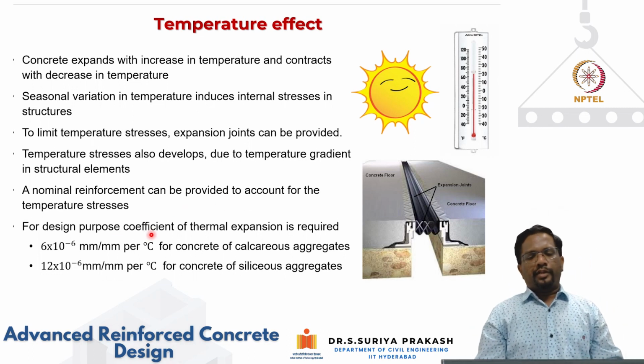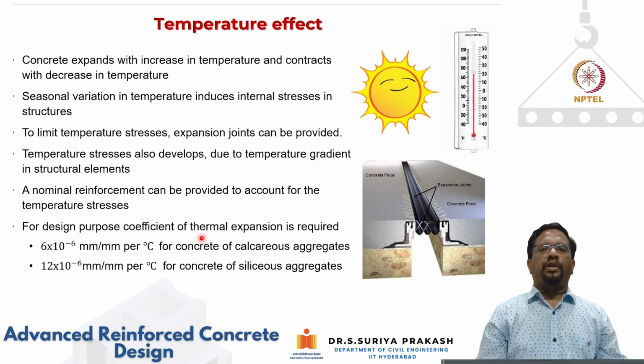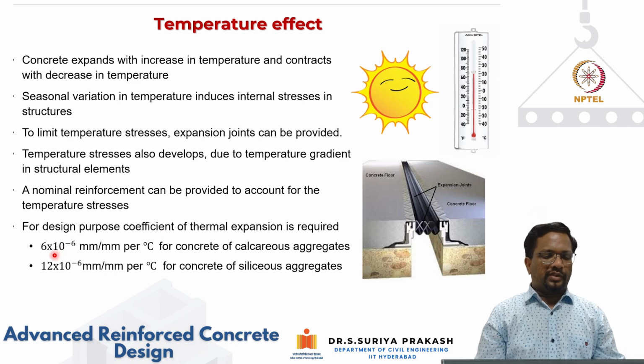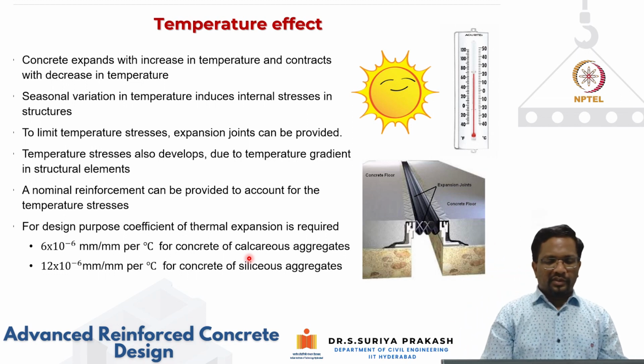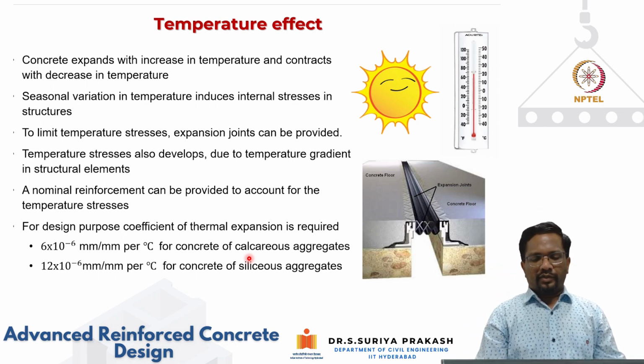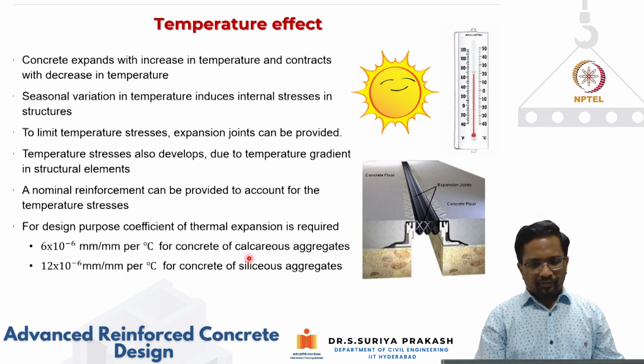And for design purposes, the coefficient of thermal expansion is usually taken as 6 into 10 to the power of minus 6 per degree centigrade for concrete made of calcareous aggregates. And it is going to be higher, 12 into 10 to the power of minus 6 per degree centigrade, for concrete of siliceous aggregates. So you can see that siliceous aggregates are going to expand more, and their coefficient of thermal expansion is higher than that of aggregates which are calcareous in nature.